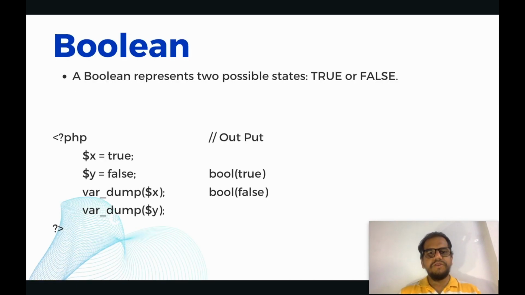Boolean. Boolean represents two possible states: true or false. That's all. We can't pass a string, an integer, or a float. Only true and false. This is a boolean. Most of the time we use boolean values in if else conditions. So here we type $x equals true, $y equals false, var_dump $x, var_dump $y. The output will be bool true, bool false. So this is called a boolean.